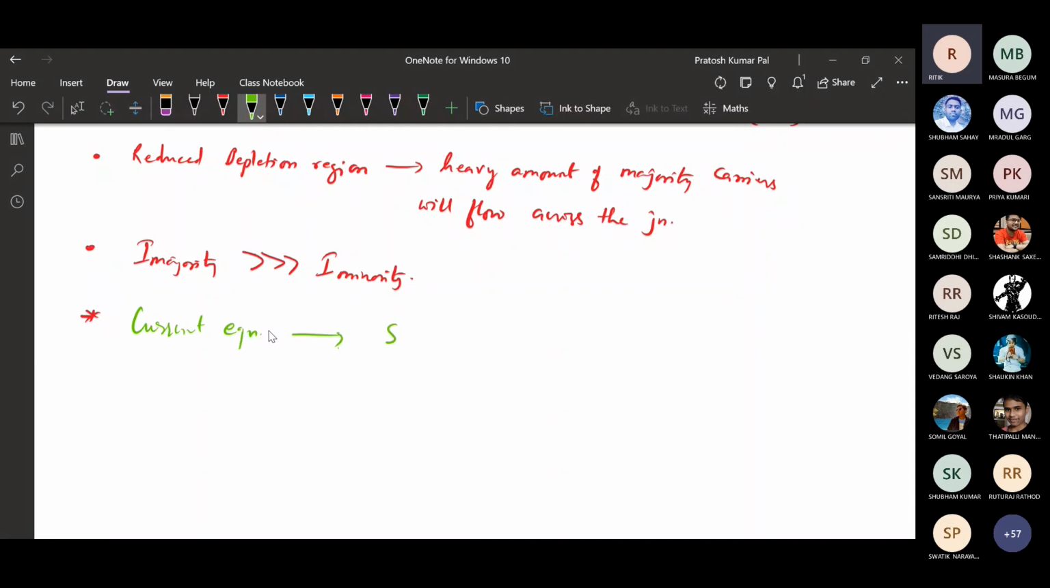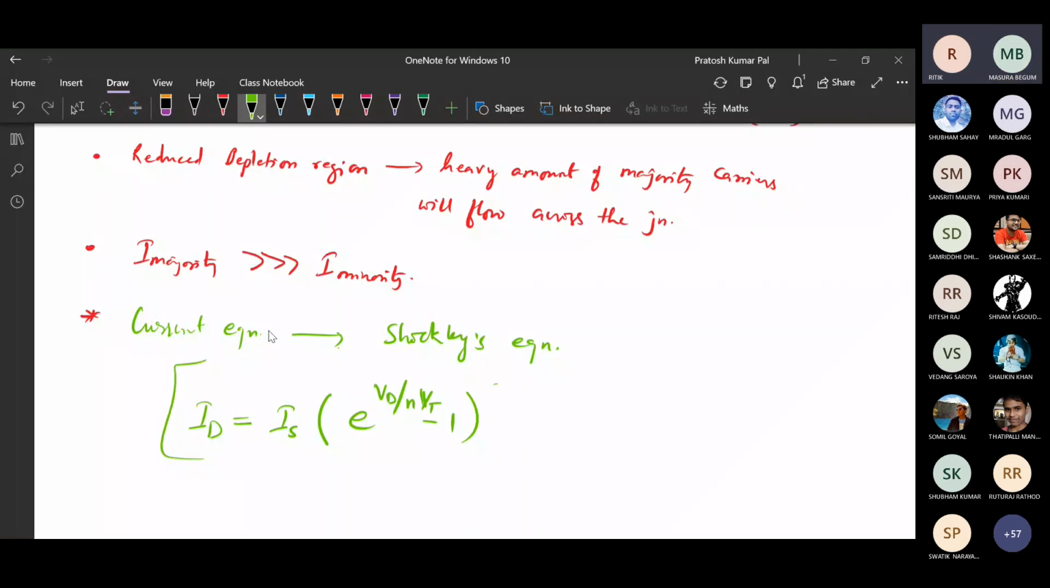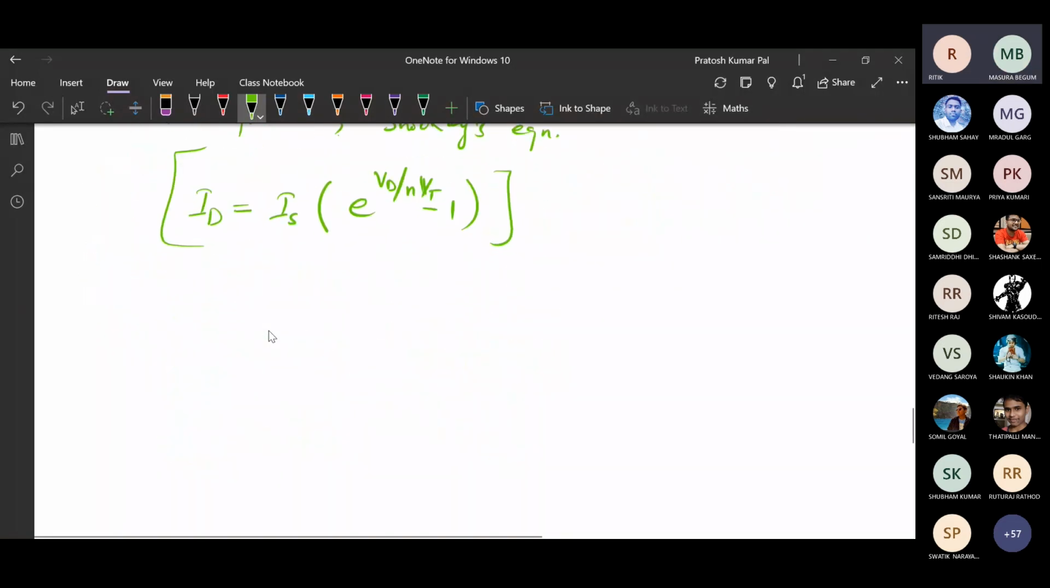Okay, and the current flowing in that case is given by an equation called the Shockley equation. The current flowing in diodes in case of forward bias is given by the Shockley equation, which is ID equals Is into e to the power Vd divided by n Vt, minus 1. So this is the current flow, and this is given for all the cases.